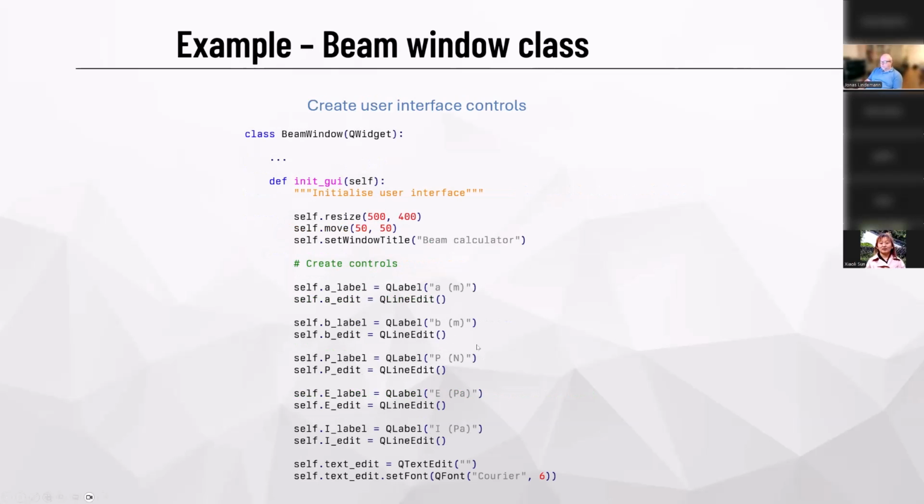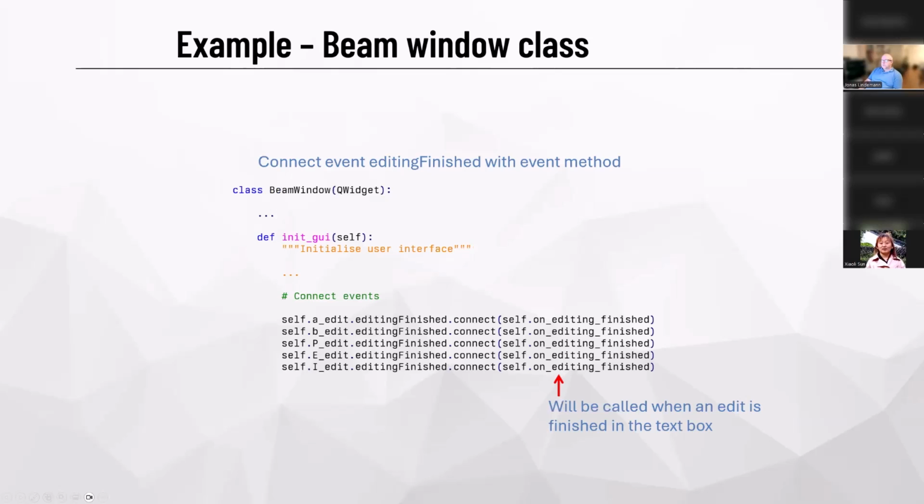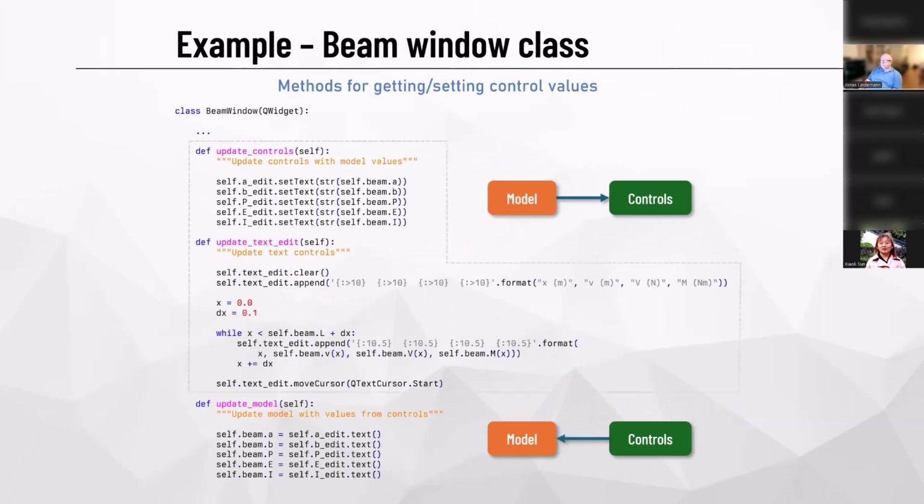And the init view looks like something. I create little labels, and then I create also connect. When editing is finished on the text values, I call onEdit finished to update the model as well. So implicit looks something like this.